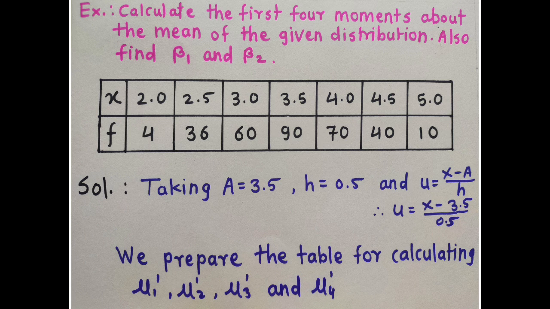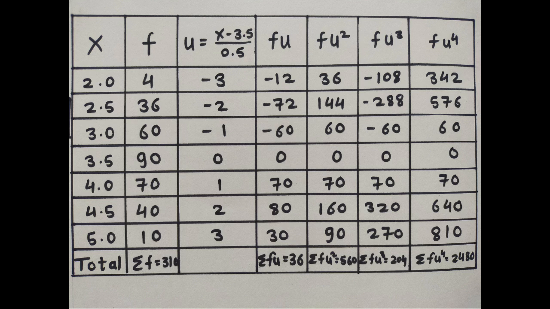So for finding the coefficients beta 1 and beta 2, we require 4 central moments, and for finding the 4 central moments, we require the moments about the arbitrary mean, that is, mu 1 dash, mu 2 dash, mu 3 dash and mu 4 dash. We find these values by preparing a table. This is the table for finding mu 1 dash, mu 2 dash, mu 3 dash and mu 4 dash.